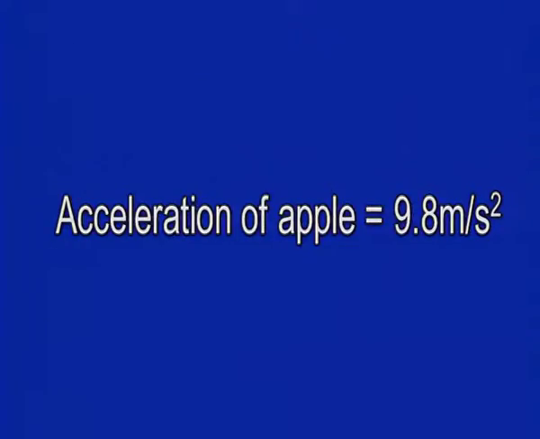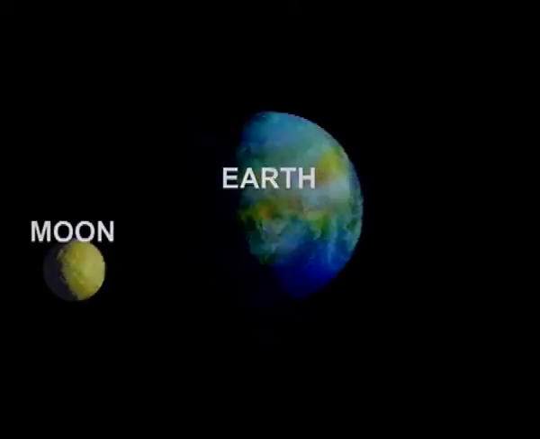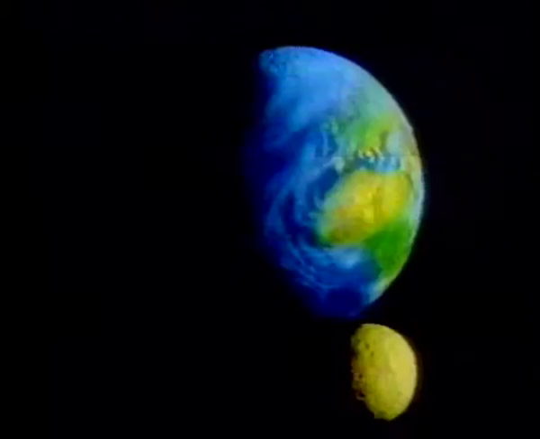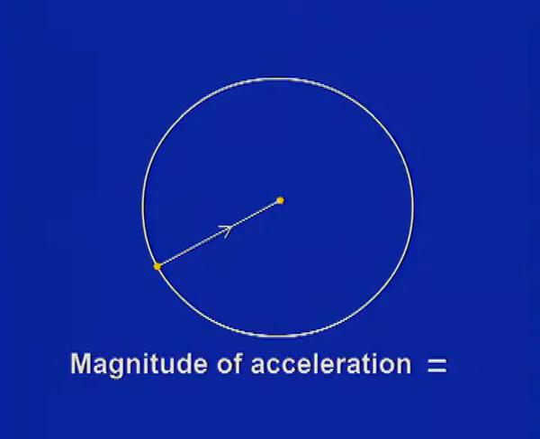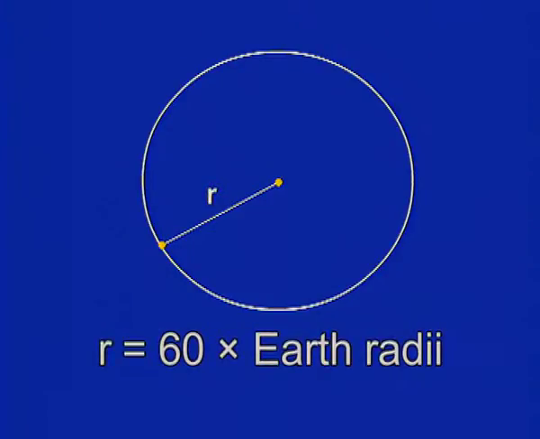Newton knew that the acceleration of the apple or the other objects falling towards the earth is 9.8 meter per second square. He decided to calculate the acceleration of the moon also. It was known by his time that the acceleration acting on a body in a circular orbit is towards the center, and its magnitude is v squared divided by r, where v is the orbital velocity and r is the radius of the circular path. So, to calculate the acceleration of moon, he needed the magnitude of velocity of moon and the radius of its orbit. The radius of the moon's orbit r had by then been estimated to be about 60 Earth radii.